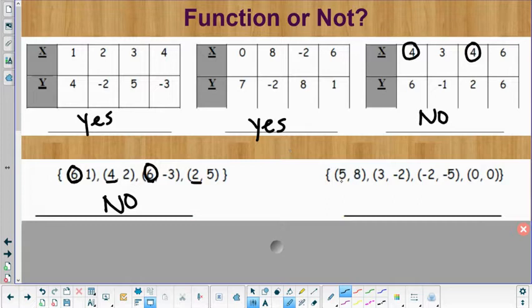Okay, what about over here? 5, 3, -2, and 0. They are all unique. They're all different. So this one is a function.